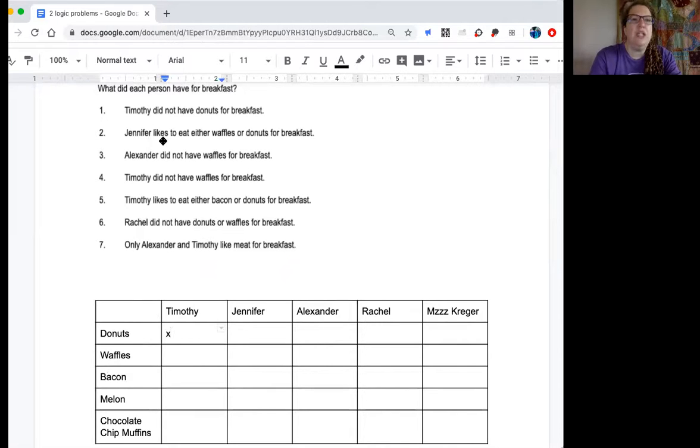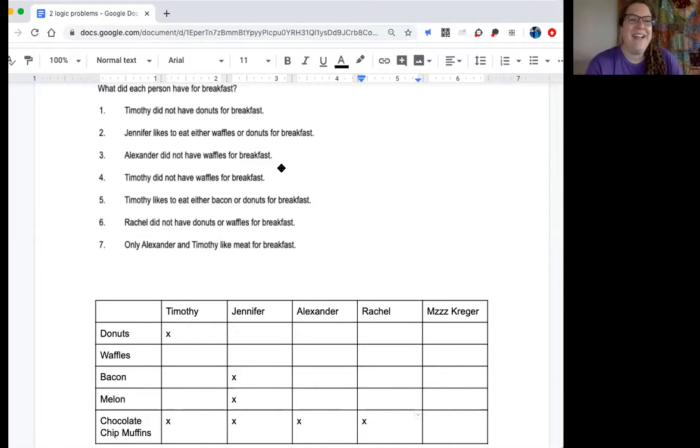Number 2, Jennifer likes to eat either waffles or donuts for breakfast. So I'm going to go to Jennifer. We don't know if it's waffles or donuts. Not enough information. So I'm going to go, oh, no bacon. No melon. Doesn't mention chocolate chip muffins, does it? That gives you a clue.